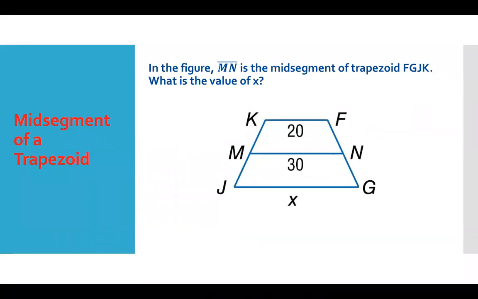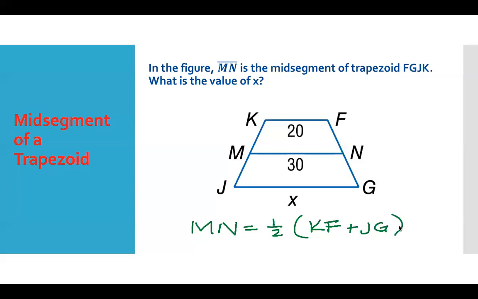All right, so in this figure, MN is the mid-segment of trapezoid FGJK. What is the value of X? So MN is the mid-segment, right? So just to keep with our formula, we know that MN is equal to 1/2 the sum of KF plus JG.